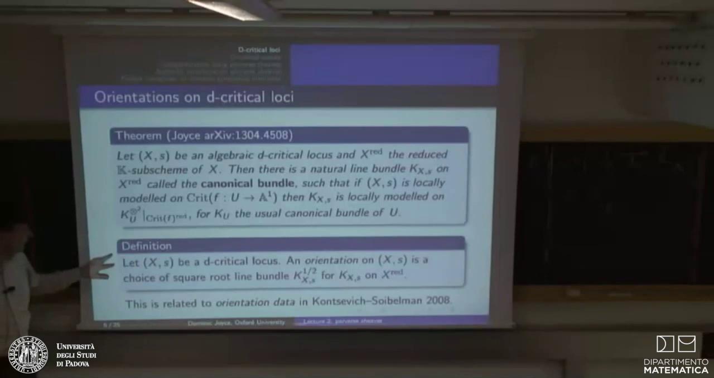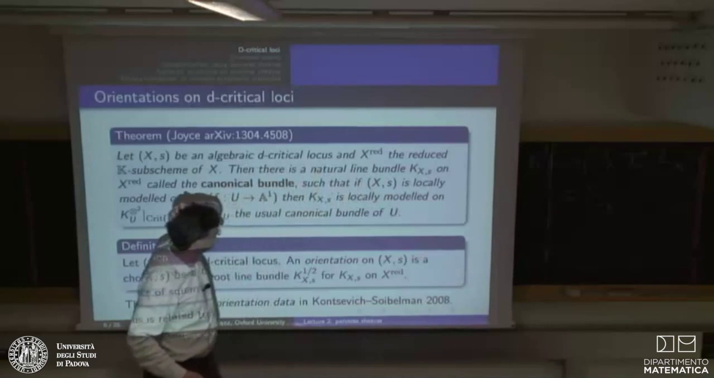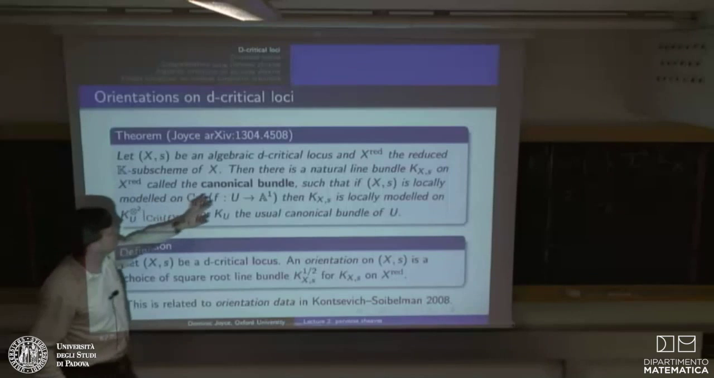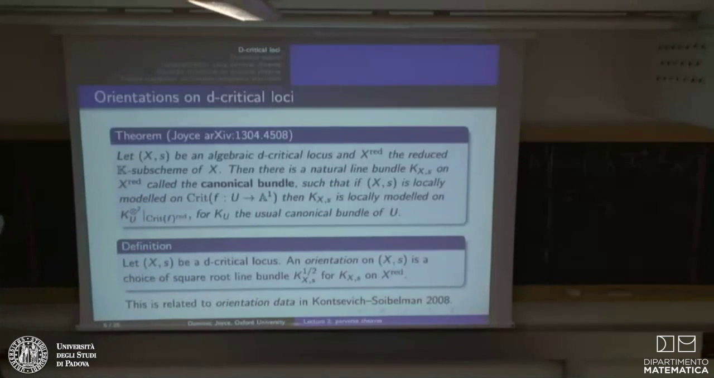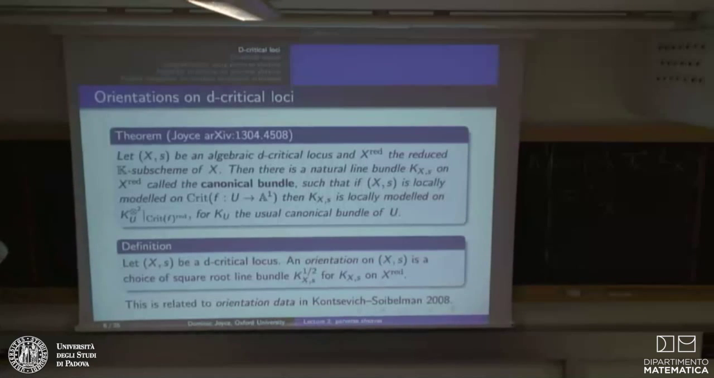Okay, so given a d-critical locus, let me also say that I haven't got a very good explanation for why I need to restrict to reduced subschemes. If somebody knows, do tell me. I don't know that this K_X,S doesn't actually exist naturally on the full scheme X. It's just I can't prove it does. I suspect it doesn't, but I haven't got a good reason.